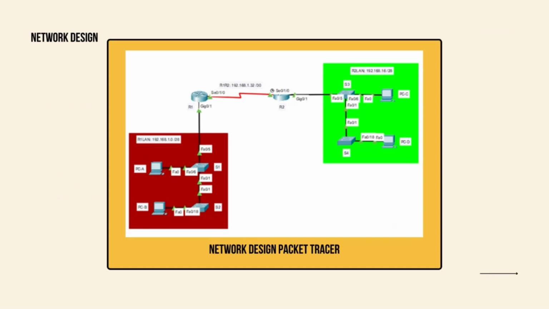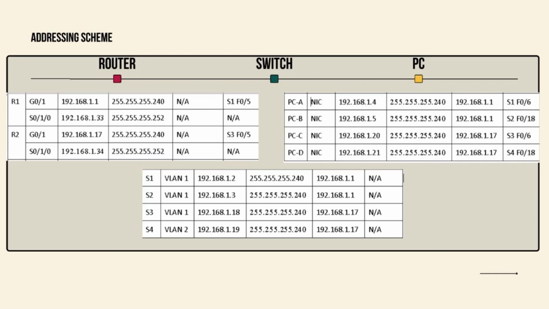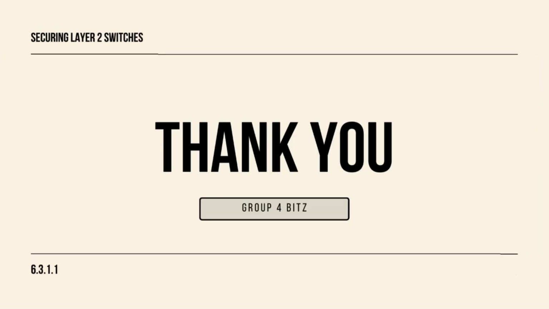So there are two routers and switches and also PCs. There are PCA, PCB, PCC, and PCD, and switch 1, switch 2, switch 3, and switch 4. There is router 1 and there is router 2. Onto the addressing scheme for the network design. So router 1, router 2, PCA, PCB, PCC, and PCD. Switch 1, switch 2, switch 3, and switch 4. Okay, thank you. And that is all for the simple presentation.